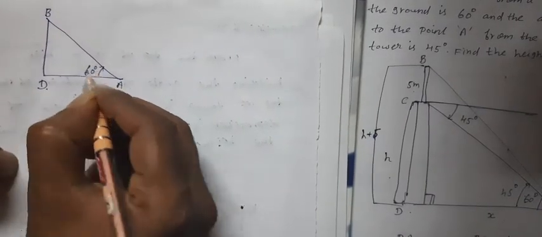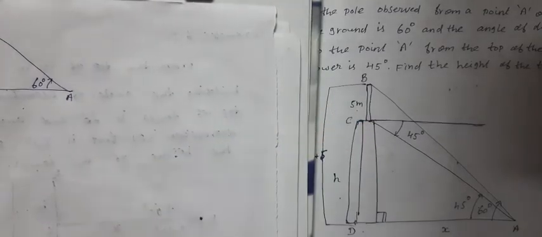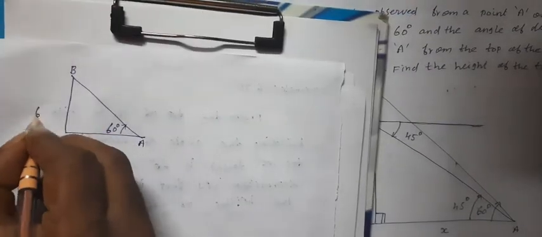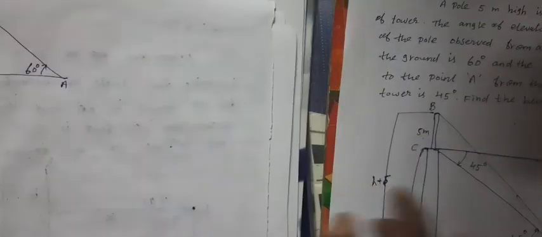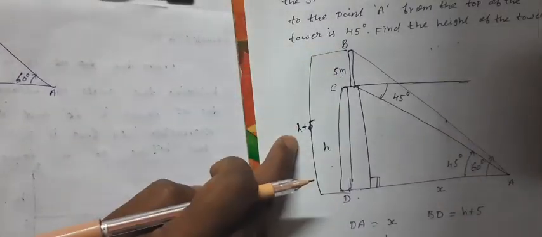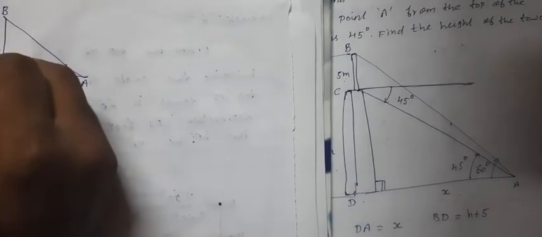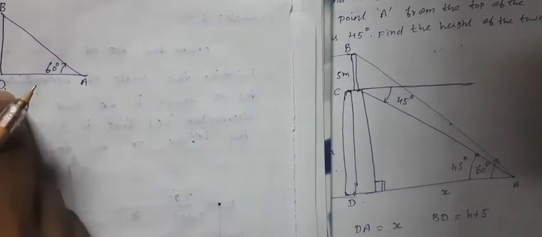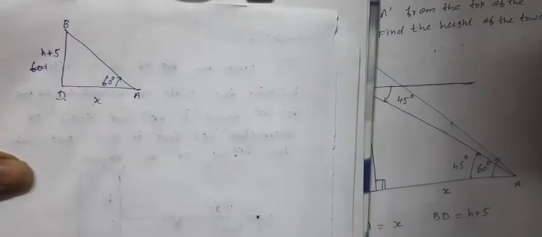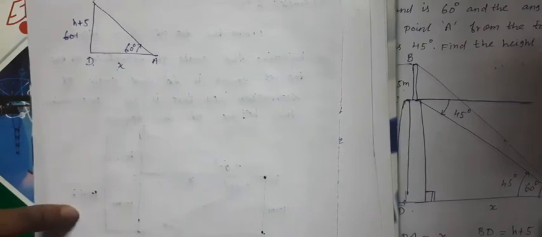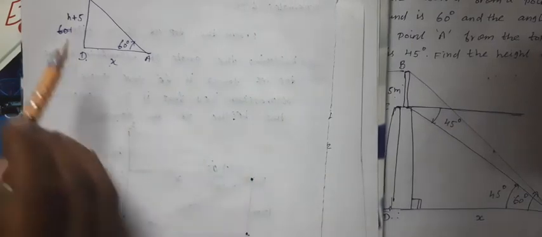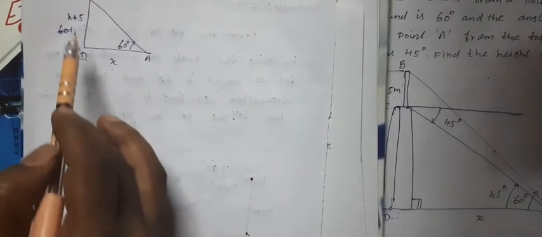BD is h plus 5, and the adjacent side AD is x. So from the 60 degree triangle ABD, AD is equal to x and BD is equal to h plus 5. Now take tan theta.